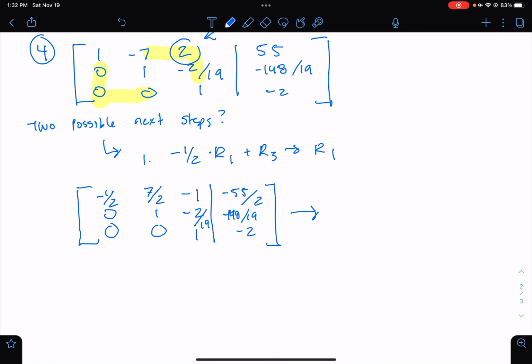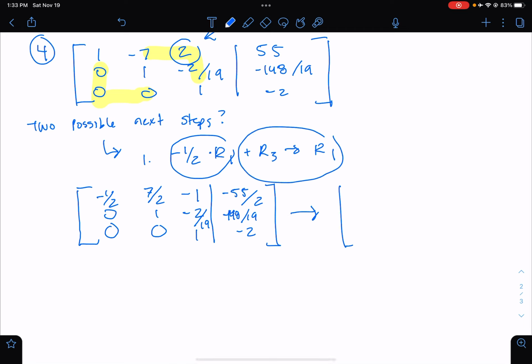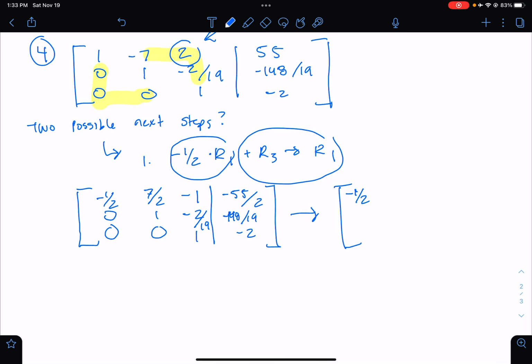And then next, so we've already done this. Now we're going to do the second part of the same step, which is to add it to row 3 to equal row 1. So do that really quickly, which is 0 plus negative 1/2 is negative 1/2. 0 plus 7 over 2 is 7 over 2. 1 plus negative 1 is 0. Boom. We got that.